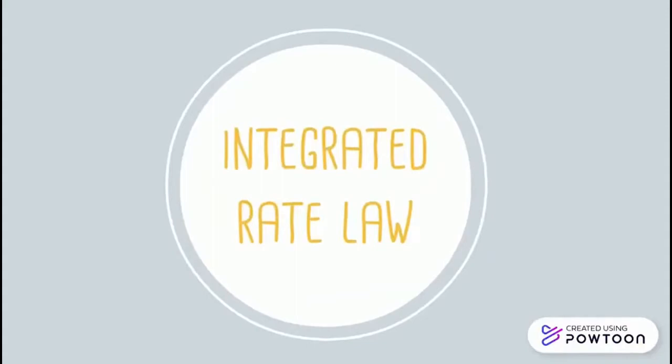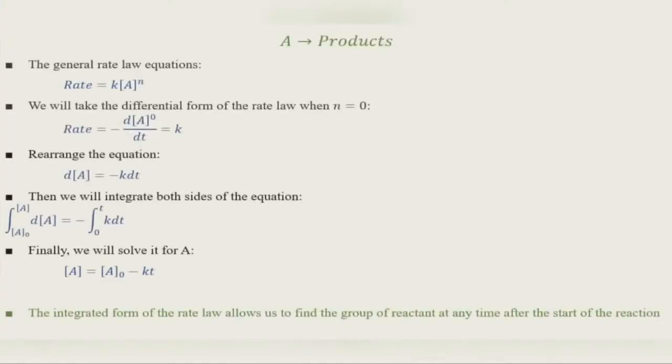Integrated rate law. The general rate law equation is rate equal to rate constant multiplied by the concentration raised to the power n. We will take the differential form of the rate law when n equals 0. Rate equals negative differentiation of concentration over differentiation of time. After that, rearrange the equation to get differentiation of concentration equal to negative rate constant multiplied by differentiation of time. Then we will integrate both sides of the equation.